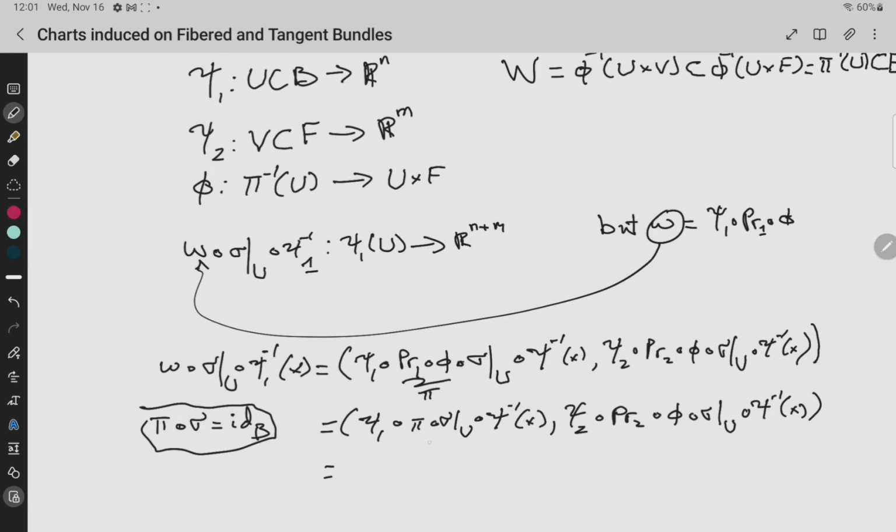Okay, so now the left hand side, the first components on the right hand side is collapsed down to just psi 1 composite psi 1 inverse of X. And then the right hand side is just psi 2 composite PR2. And then go up to composite phi, and then composite sigma restricted to U. So all of that there is a big object, but you could just think of it as a coordinate transformation for the second components. Okay.